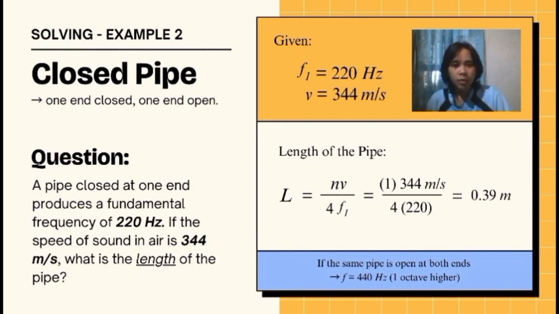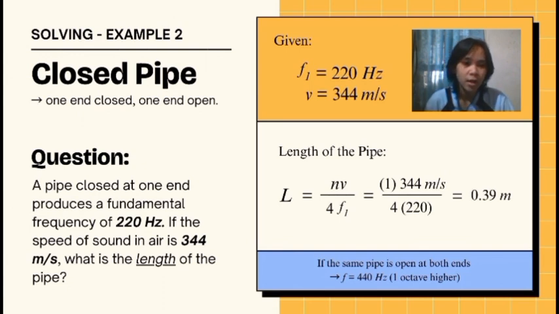So here we have our given values. Our fundamental frequency or the first harmonic is 220 hertz, and our speed of sound, V, is 344 meters per second. In order for us to solve for the length of the pipe, we are going to use this formula. This formula has been derived from the formula for the closed pipe.